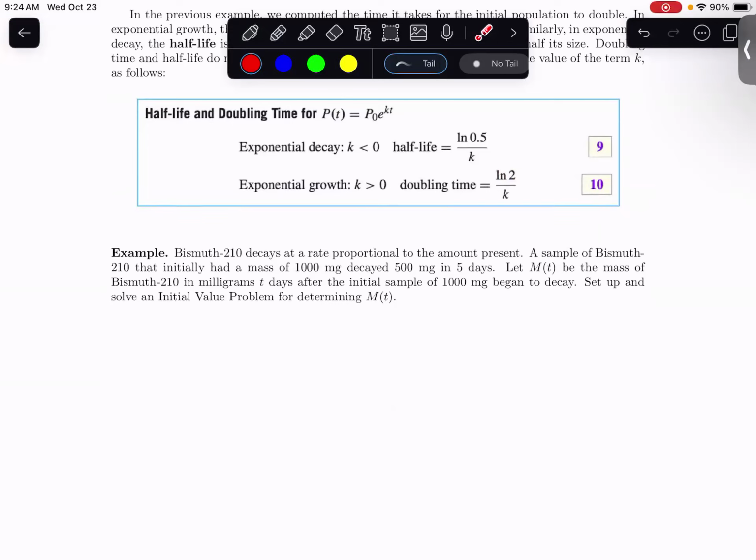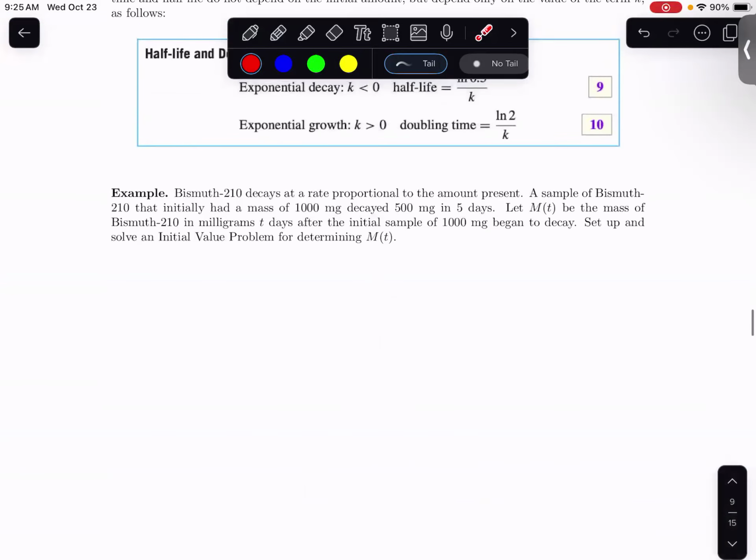Okay, let's go through another example before moving on to the next section. The next example is pretty similar. Bismuth 210 decays at a rate proportional to the amount present. A sample of bismuth 210 that initially had a mass of 1,000 milligrams decayed 500 milligrams in 5 days. We're going to let m sub t be the mass of bismuth 210 in milligrams t days after the initial sample of 1,000 milligrams begins to decay. What it wants you to do is set up and then solve an initial value problem for determining what m sub t is going to be.